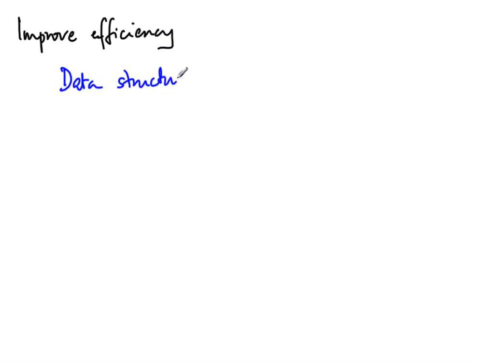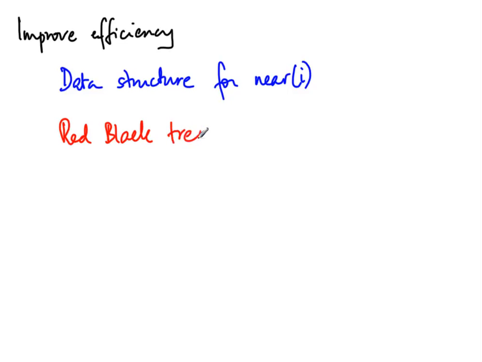So to improve the efficiency, we need a good data structure for keeping track of near I. This data structure should allow us to quickly look up the minimum element, remove it, and do all the updates that we had before. It turns out that a good candidate for this is what is called a red-black tree. So we'll organize a red-black tree in terms of the costs of the edges connecting I.